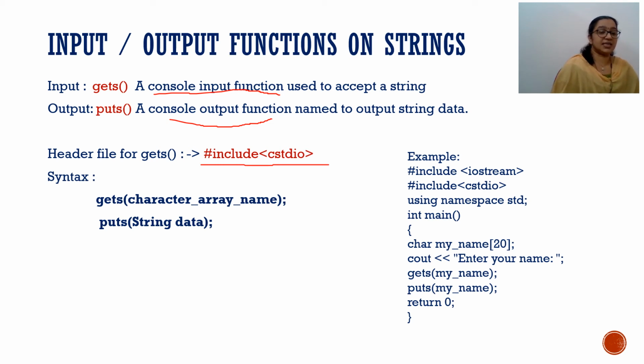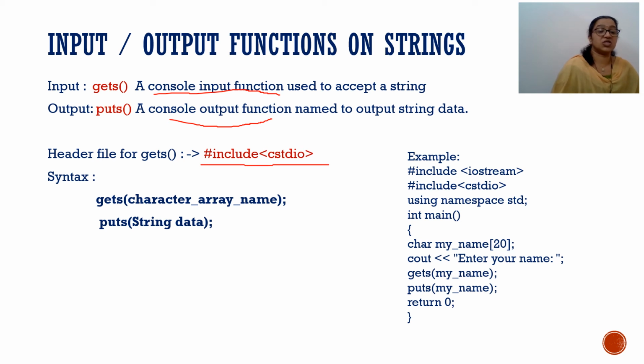Now see the syntax for how to use gets. Gets, in the bracket, the character array name. So what is the array name we gave for that character array? That we want to specify there. Because gets is used only for strings. We can't input integers by using gets. It's only for strings, so only the character array name we can specify.